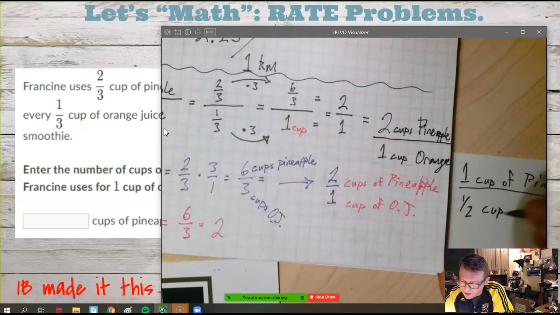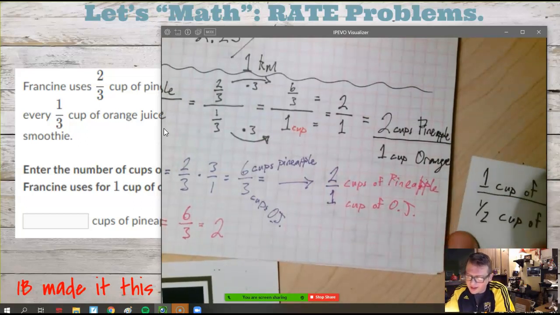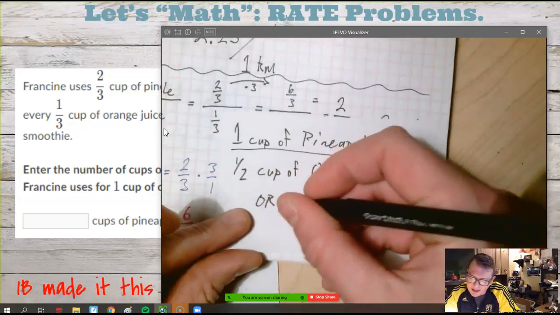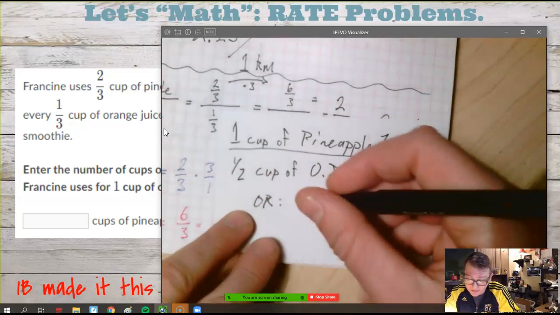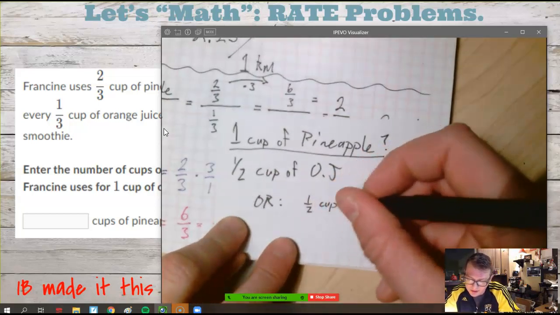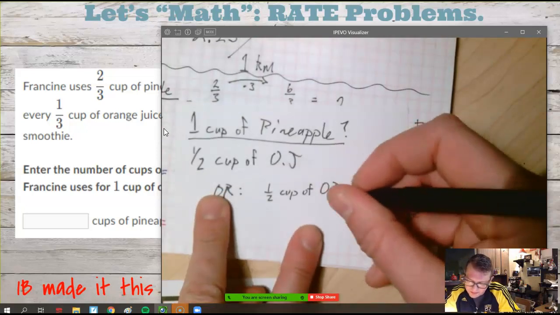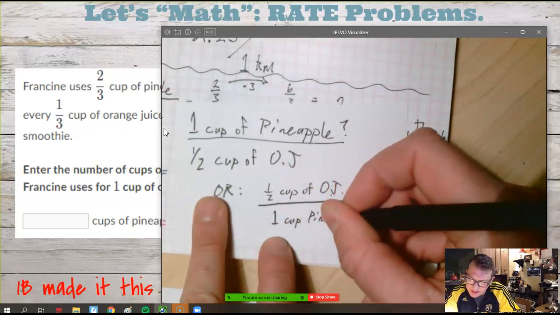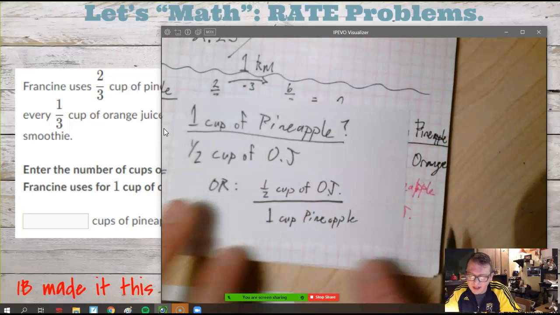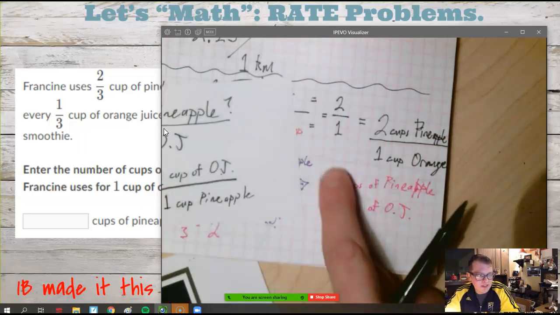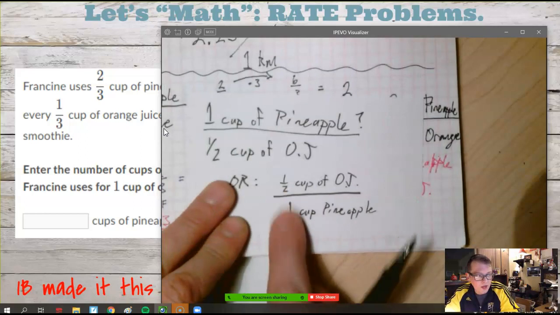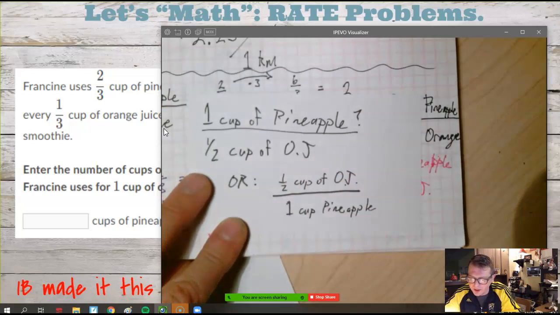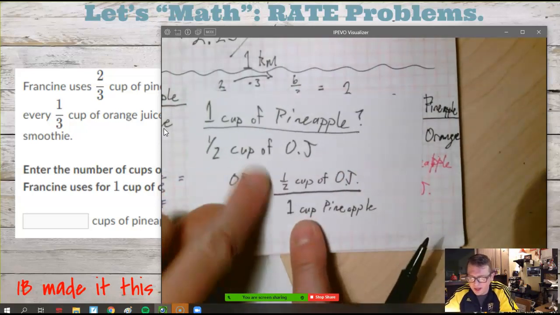Yeah, if we flip this around, guys, we can make pineapple the one, because we can say 1/2 cup of OJ for every 1 cup of pineapple. This is also true, right? It's the same thing, just flipped over. Instead of 2 to 1, it's 1/2 to 1. So we essentially flipped it over.